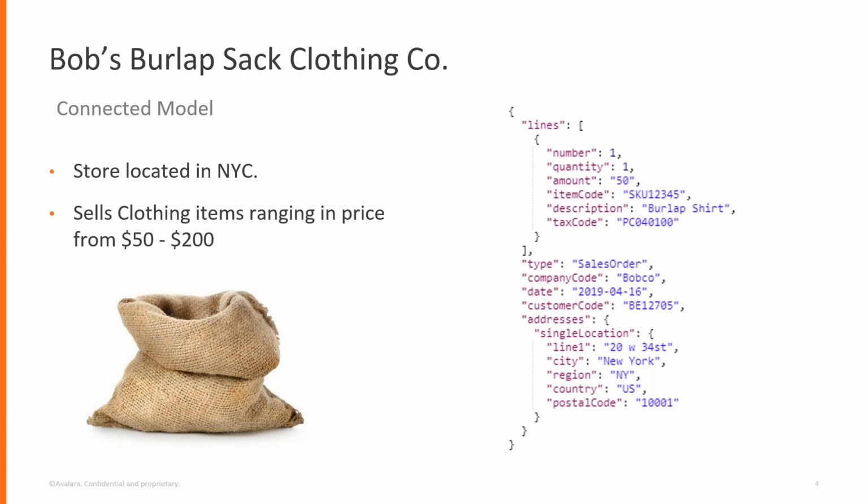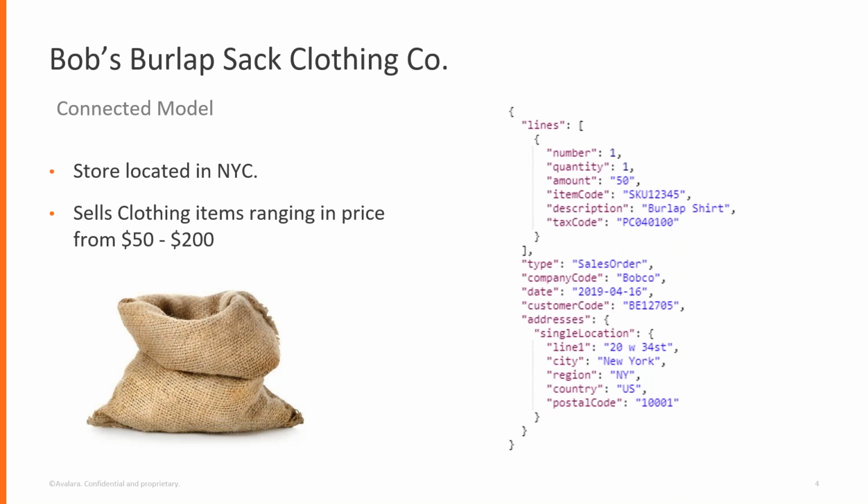You can see we have the line. This is the items that we're purchasing. Lines are obviously numbered. The quantity is also important here. We've got a quantity of 1 with an amount of $50. We've got the item code, and we've got the item description. Now that tax code is important because that tax code is going to tell the AvaTax engine what the item is, and there are some special taxability rules that we're going to get into in a minute.